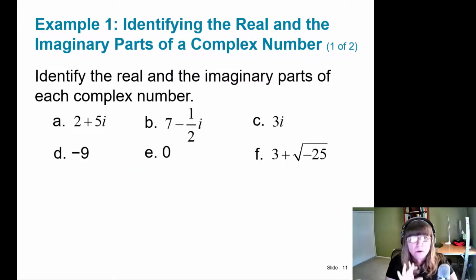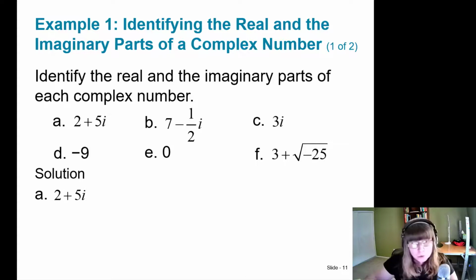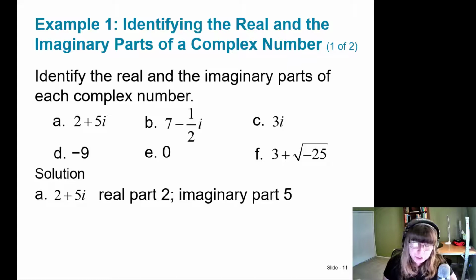Okay, now I want to identify just the real part and the imaginary parts of each of these complex numbers. Now, let's take them one at a time. For a, 2 plus 5i, the real part is 2 and the imaginary part is 5. Okay? i is the stand-in for, hey, I'm imaginary, so the imaginary part is 5.